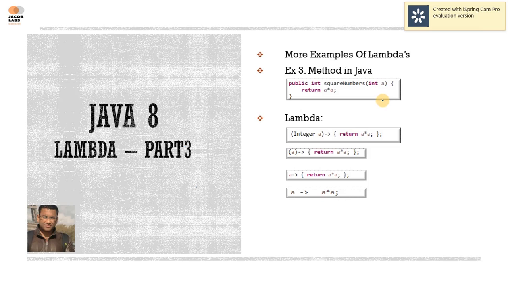So let's quickly see what this method does. This method ideally squares the number supplied. I pass in a variable a of type int. It will square it and give an int.